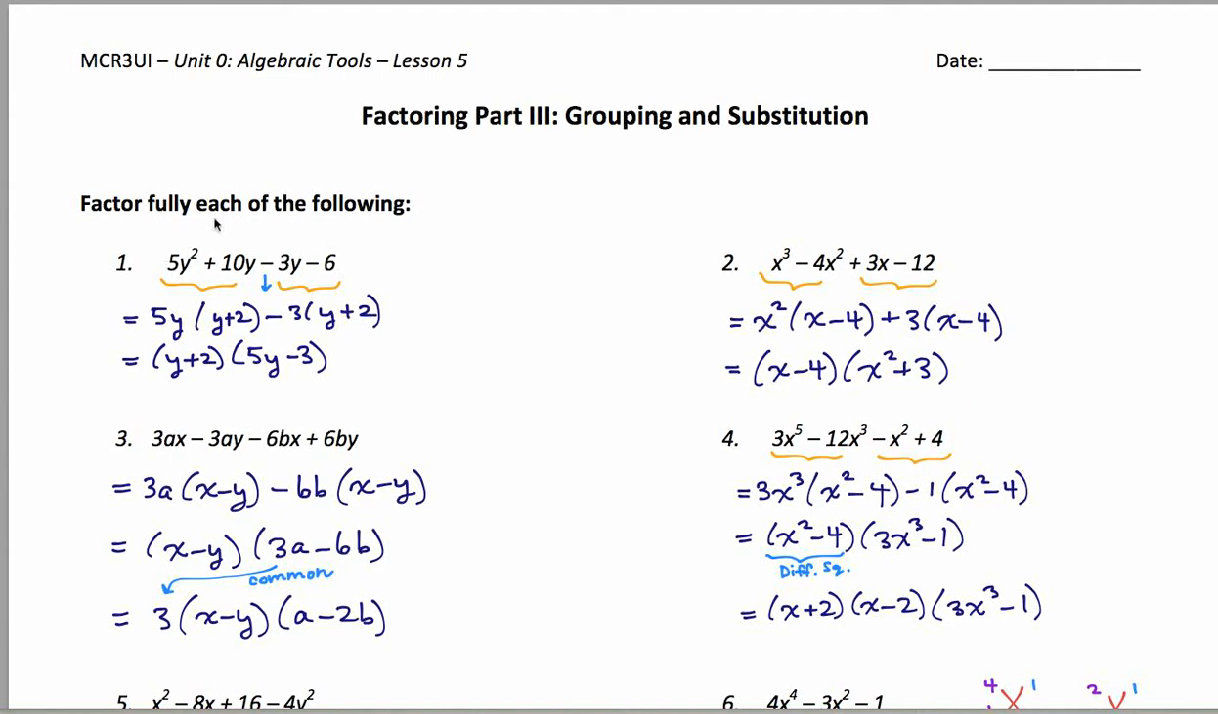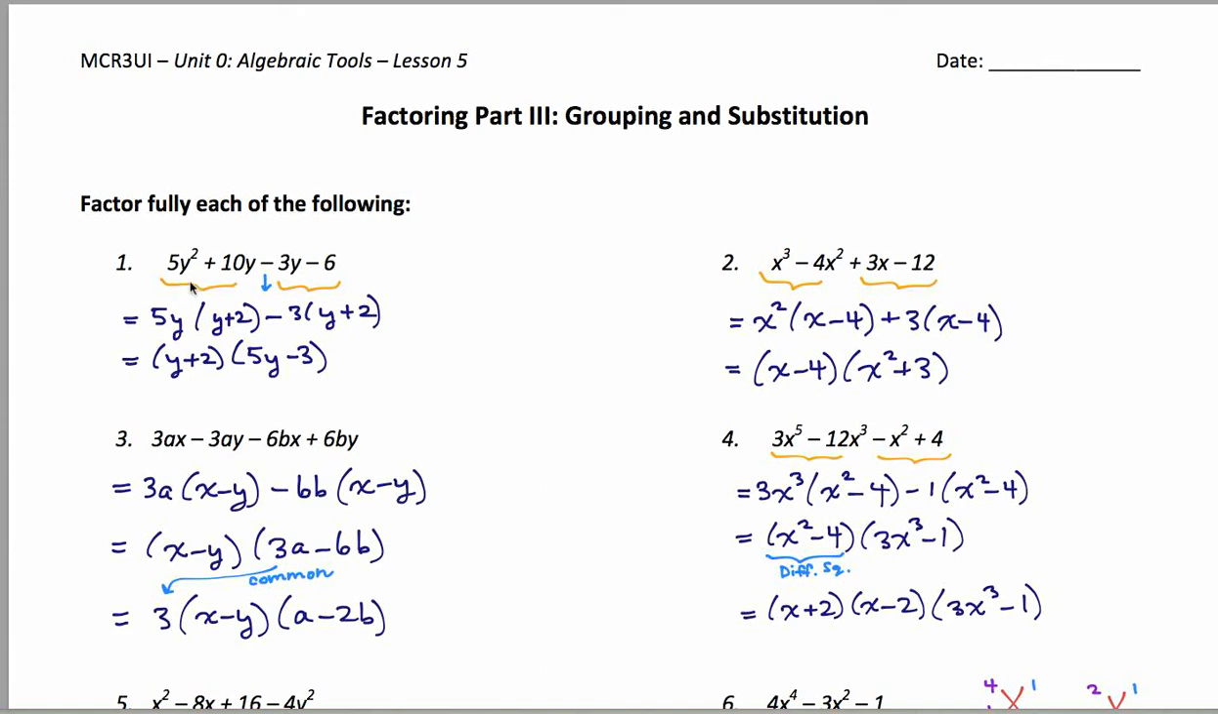We have 4 terms here. We could take the first 2 and set them off to the side because I can see that there's a common factor of 5 and y there. And then the second pair we can take off to the side, and I can see that I can factor out a -3. And so by factoring by grouping, we separate and we common factor what we can out of the pairs that we've set aside for each other.